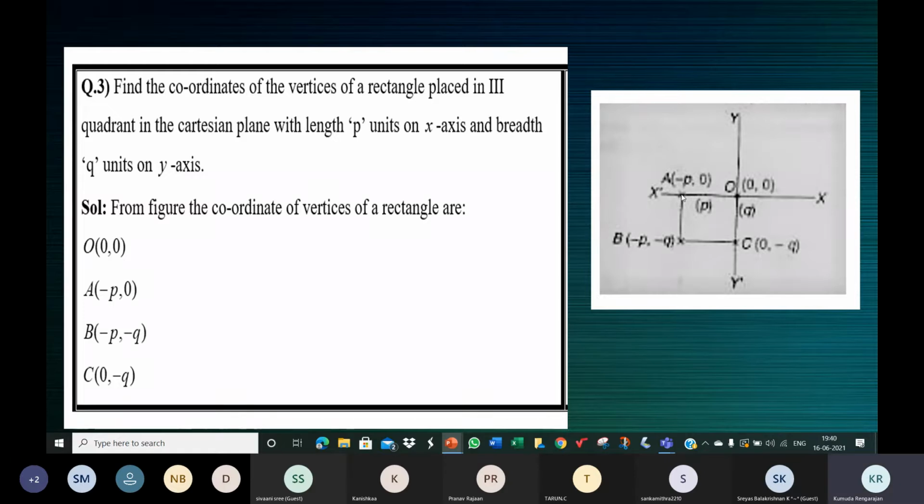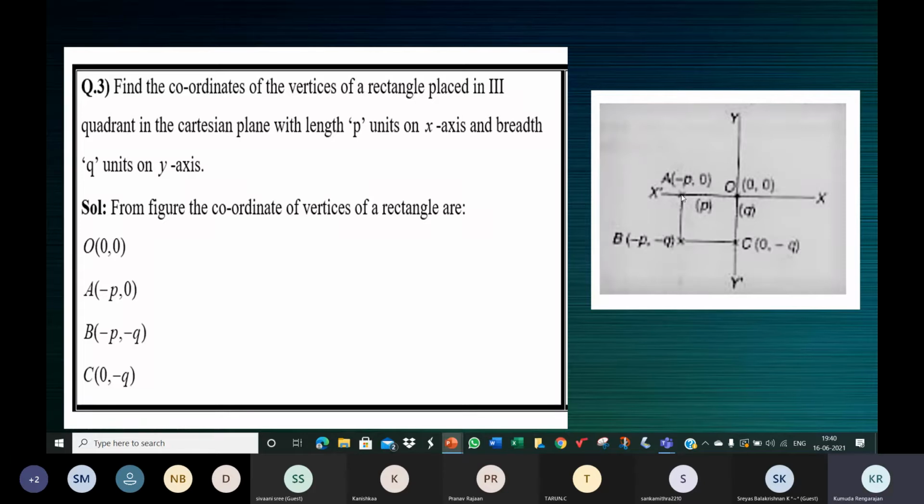Then this distance is p, but it's on the negative side, so minus p, comma 0, because the y coordinate is 0 on the x-axis. Similarly here, this length is q, this one is q, but because this point lies on the y-axis, its x coordinate is 0, comma, this one will be negative q. The distance is q units, but because it's on the negative side of the y-axis, minus q.